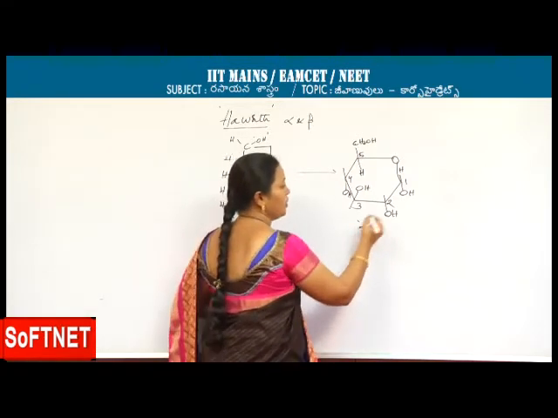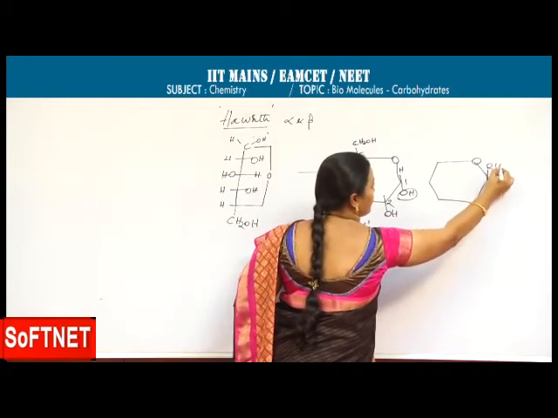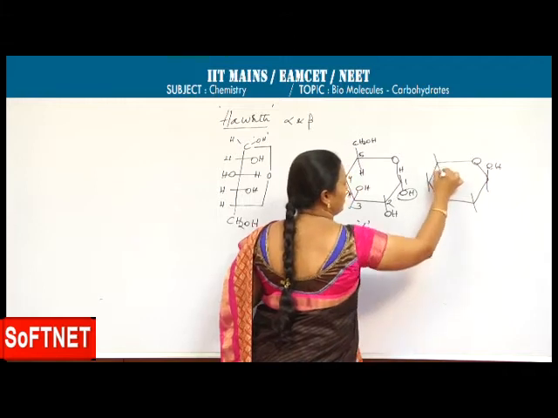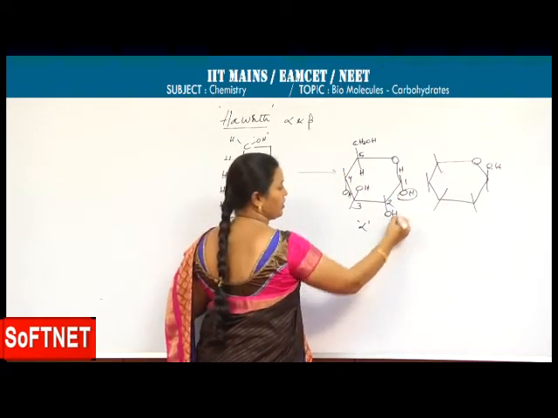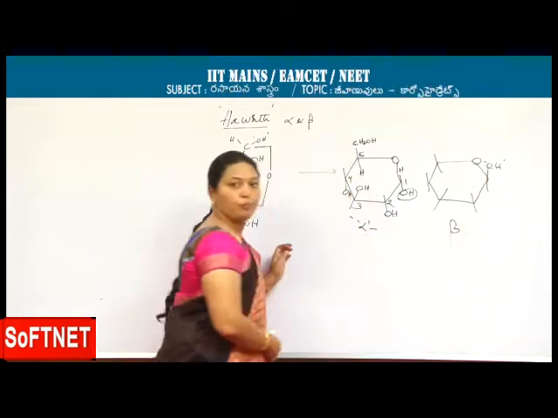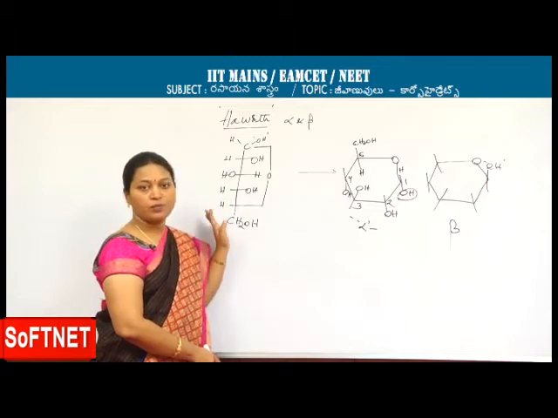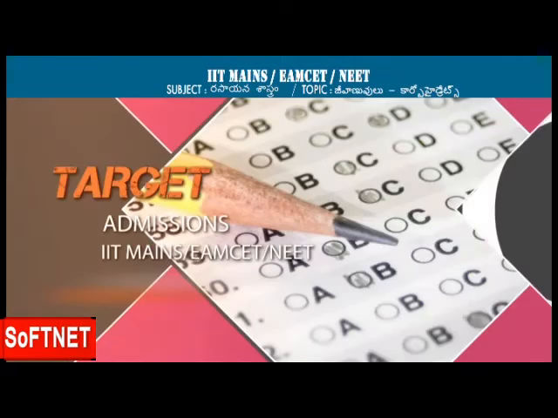It is the alpha form. If we change the position of the OH group, the leftover groups will be the same. If OH is on the right side, alpha form. If the OH is on the left side, it is the beta form. These are the Haworth structures or pyranose forms of the glucose.